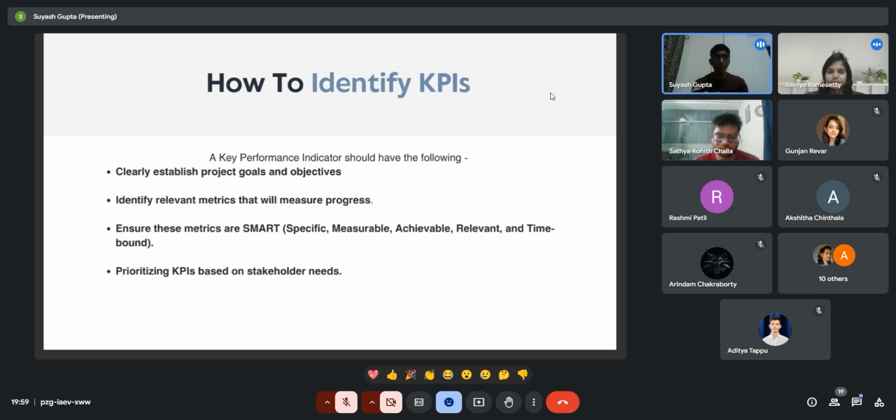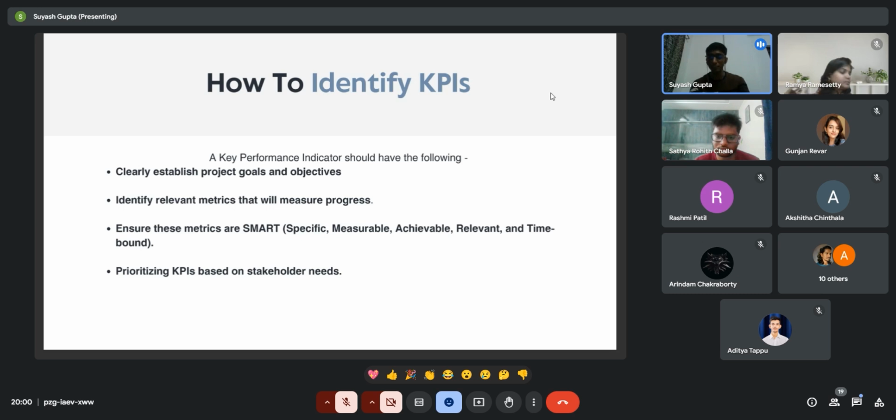And identify relevant metrics, which we have already covered, as Indam has said. We identify the relevant metrics in the industry or the domain, which will help us to measure progress. And while doing so, we should ensure that these are SMART compliant. SMART compliant means it should be specific with certain metrics. It should be measurable, from what context or to what extent it is going.